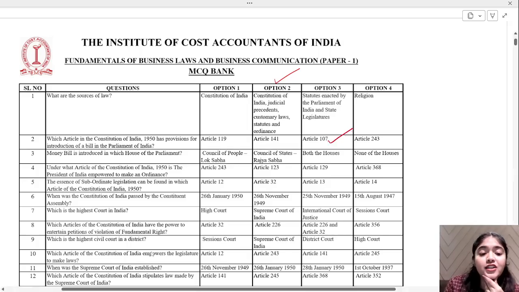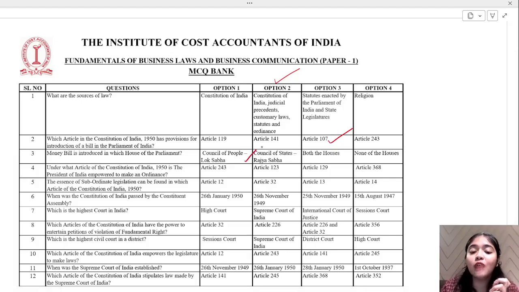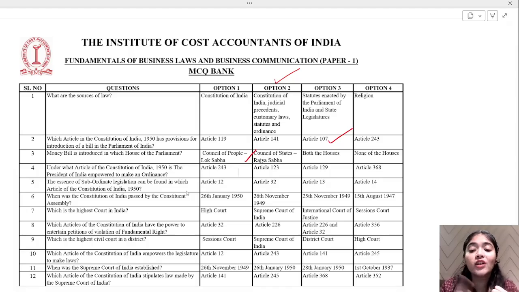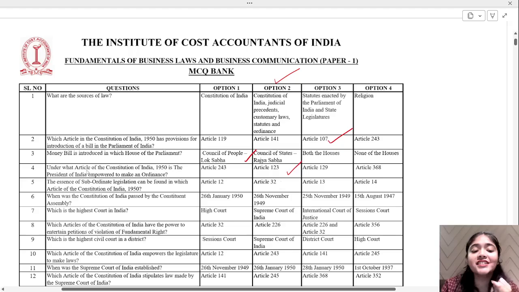Money bill is introduced in which house of Parliament? Council of People Lok Sabha, Council of States Rajya Sabha, both the houses or none of the houses? Yes, money bill is introduced in Council of People Lok Sabha. Under what article of the Constitution of India 1950 is the President of India empowered to make an ordinance? So ordinance relates to article number 123.